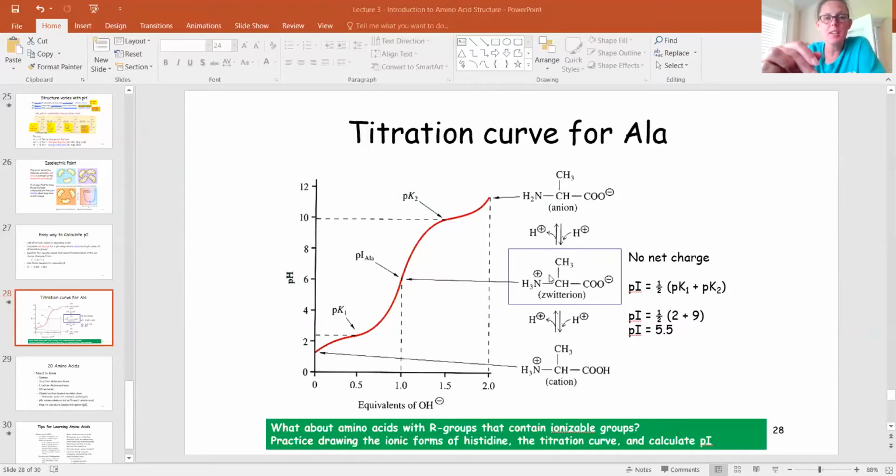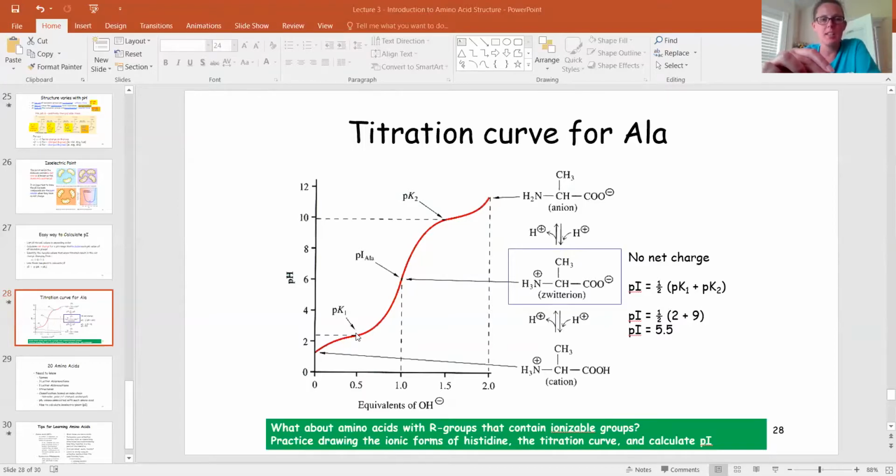Now, what's significant about the zwitterion? This is where it has no net charge. So in the case of the zwitterion, net charge 0 species, we can average the two pKa values and give us an idea of the pI, which is 5.5. So hopefully that makes sense to everybody, but I want to take it one step further. And I want to ask the question, what happens to the net charge when we are at a pH value that's equal to a pKa?